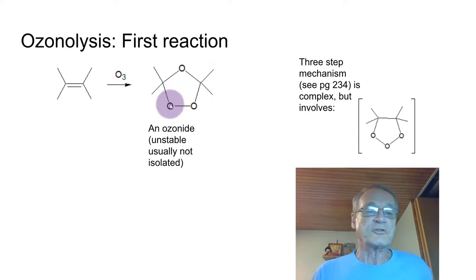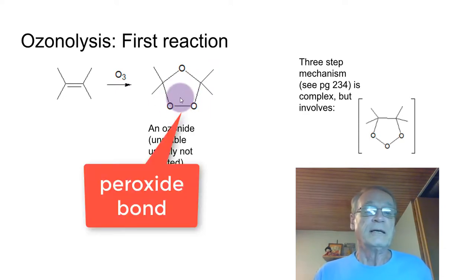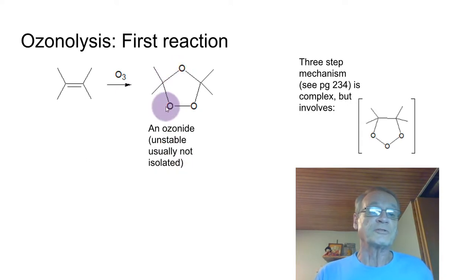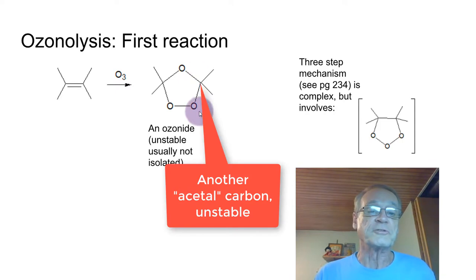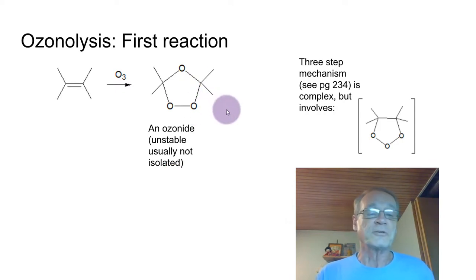Notice that it has an oxygen-oxygen bond, which is unstable in itself. It's called a peroxide bond. Plus it has a carbon with 2 oxygens on it, which is in itself unstable, and another carbon with 2 oxygens on it, and that also adds to the instability. So that's a pretty bad molecule.